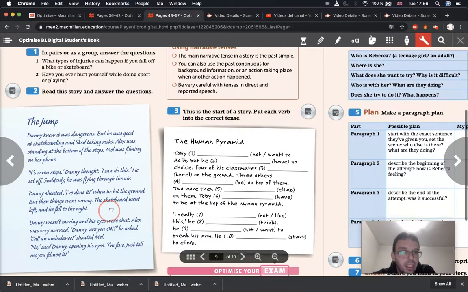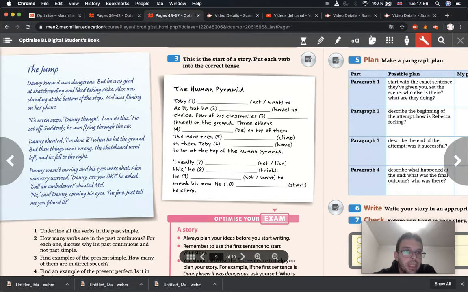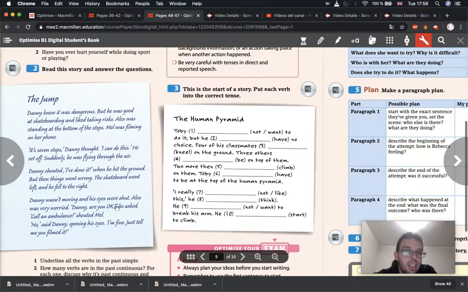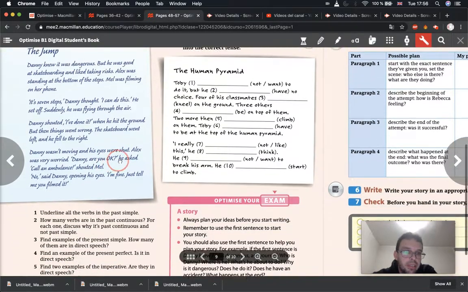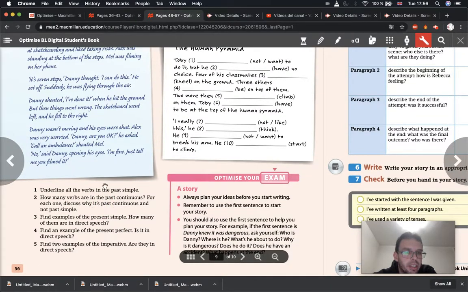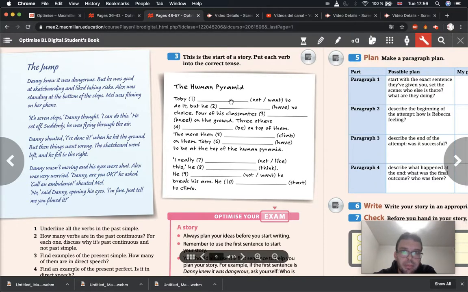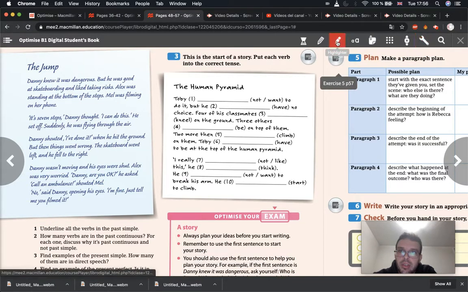Okay, good. So, short story. Now, if you notice, it's divided up into 4 paragraphs. So we're going to try and stick to this formula. Could you understand all of the story? I'm sure you could. So we have a few things we need to do here. First, we need to underline all the verbs in past simple. So let's take our highlighter and let's have a look. Danny knew it was dangerous.